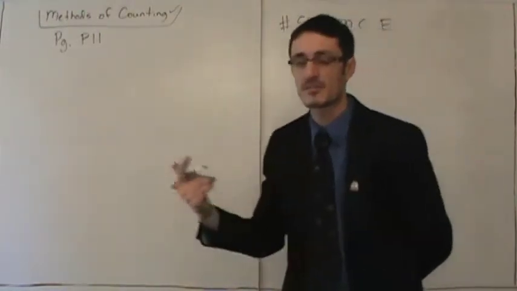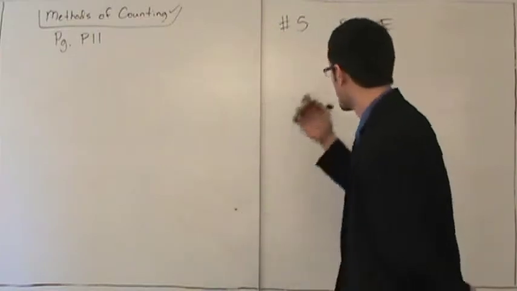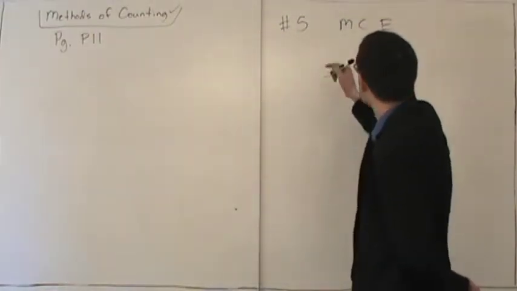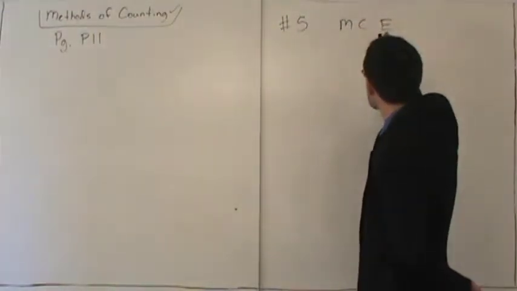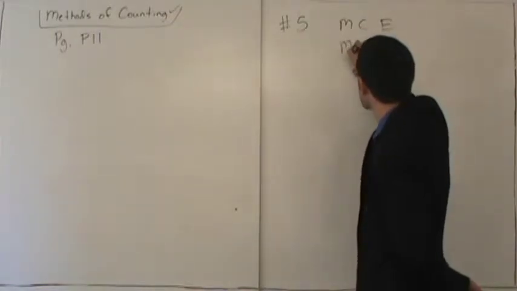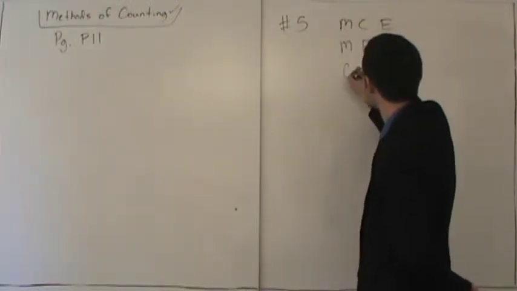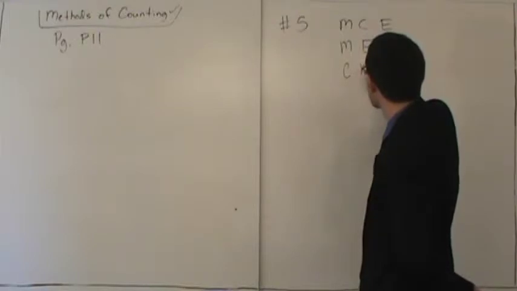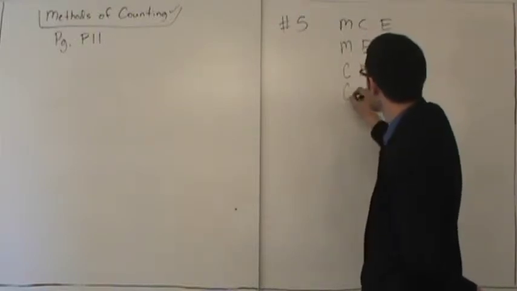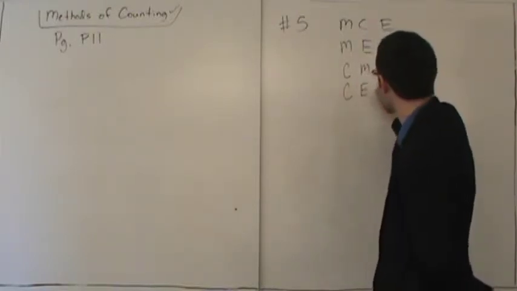So let's think. You have math, chemistry, English homework. You go home. How many ways can you do this? Well, could you do your math first, your chemistry second, your English third? Yes. Could you do math first, then your English, then your chemistry? Yes. Okay. Now, we've done math first. Could we do chemistry first? Yes. We could do chemistry, then math, then English. We could also do chemistry first, then English, then math.